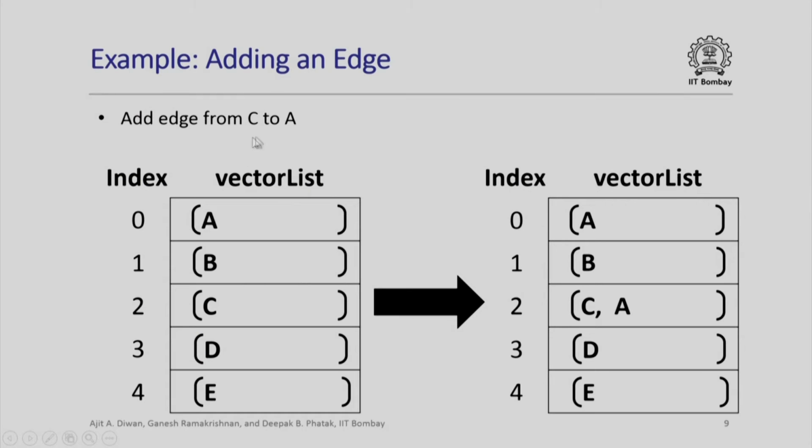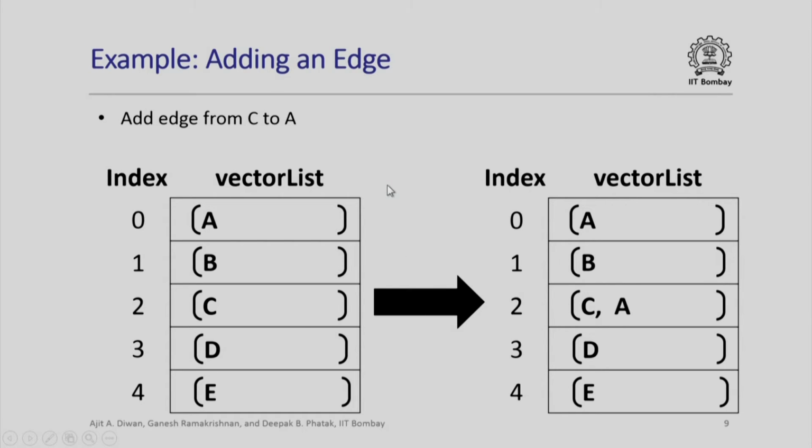Now, consider adding an edge. We want to add an edge from C to A. This is our existing vector list as of now, where we have created all the nodes. What we will have to do is go through these vector lists and find out the starting node. Is this C? No. Is this C? No. This is C. Yes. Then to this vector list, we will add A to indicate that there is an edge from C to A. So, it is a simple mechanism.